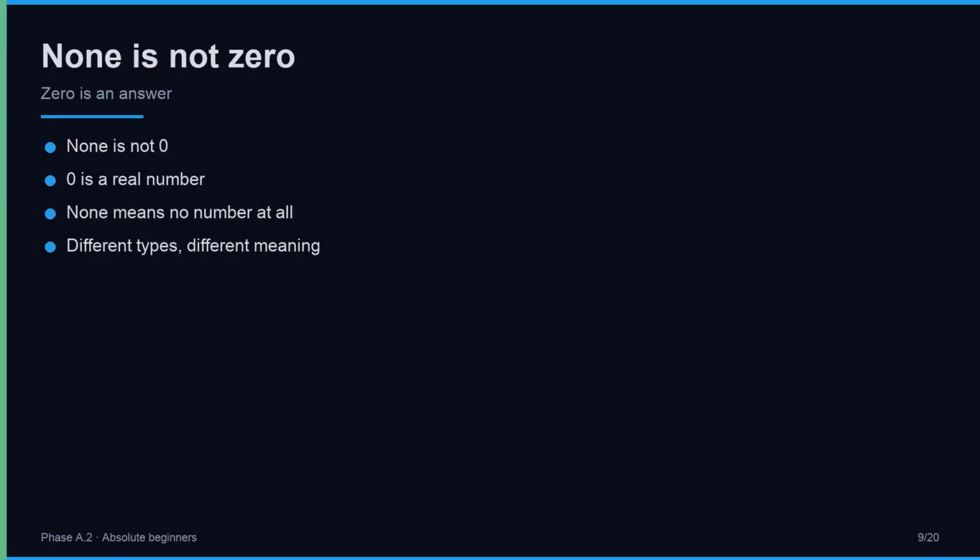None is not the same as 0. 0 is an integer, a real number, the count of nothing. None is not a number at all, it is the absence of a value. Imagine a temperature sensor. A reading of 0 means the temperature is 0 degrees, a real measurement. A reading of none means the sensor has no value to give, perhaps it is offline. Confusing the two would be a serious mistake. 0 is an answer, none is the lack of one.